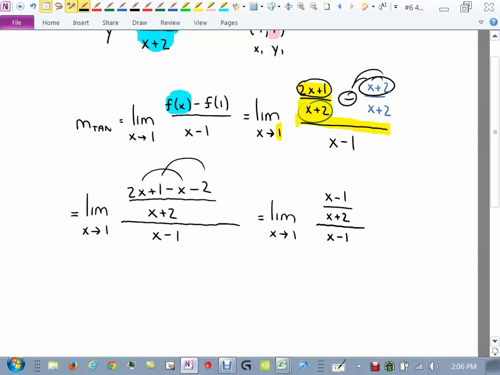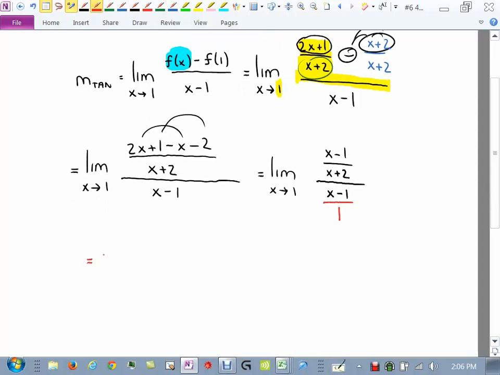And now I have a fraction over a fraction because I can look at that x minus 1 as being over 1. And what I can do is rewrite a fraction over a fraction, or a fraction divided by a fraction, as multiplication of the reciprocal. So I'm just going to take the fraction on the bottom and flip it and bring it up as a multiplication. So this got flipped and came up.